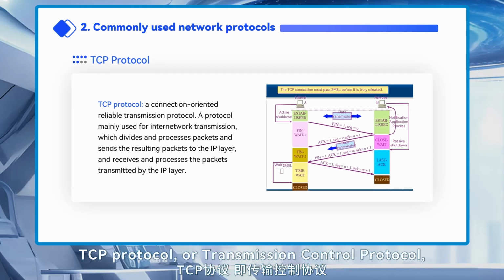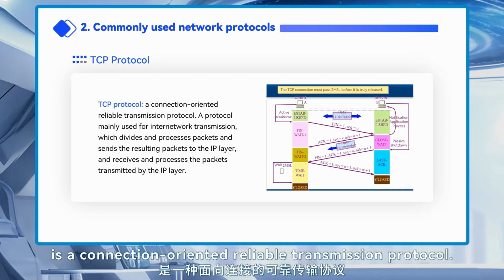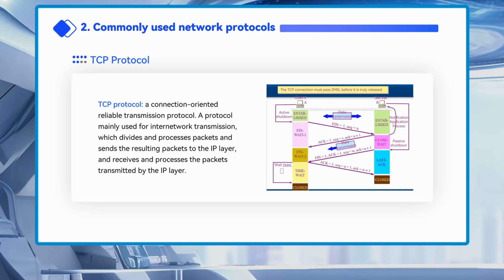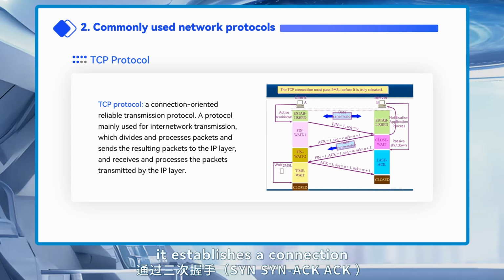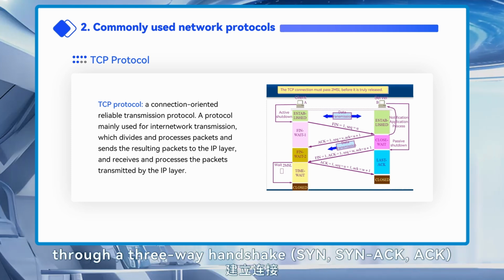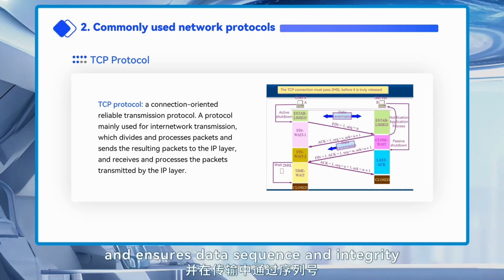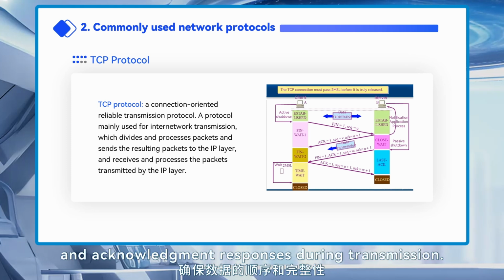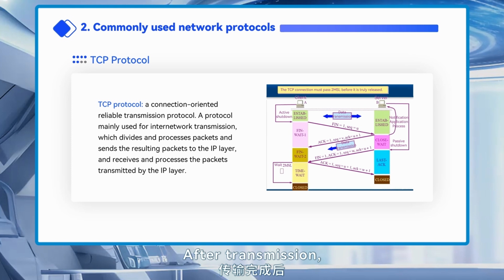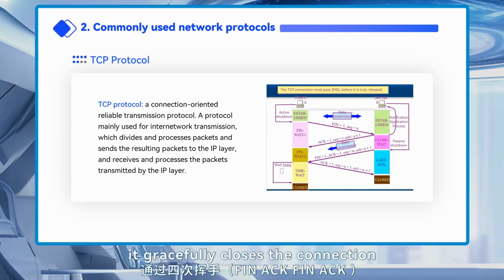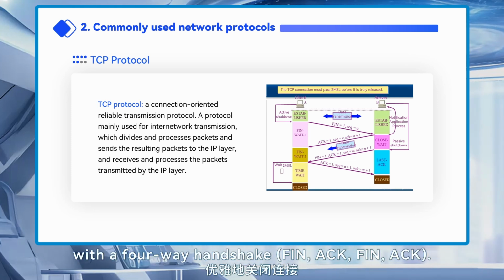TCP protocol, or Transmission Control Protocol, is a connection-oriented reliable transmission protocol. Before data transmission, it establishes a connection through a three-way handshake, SYN, SYN-ACK, ACK, and ensures data sequence and integrity through sequence numbers and acknowledgement responses during transmission. After transmission, it gracefully closes the connection with a four-way handshake, FIN, ACK, FIN, ACK.